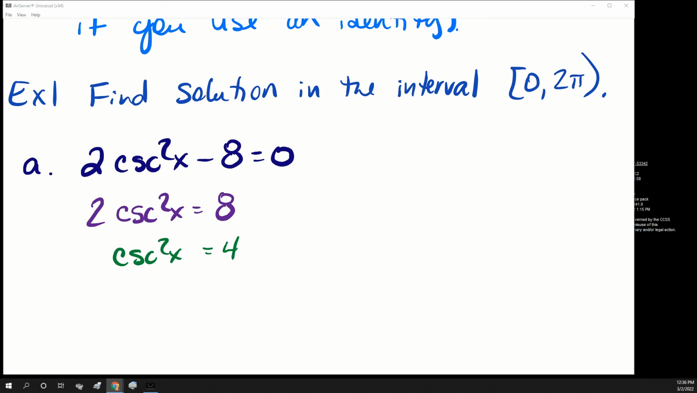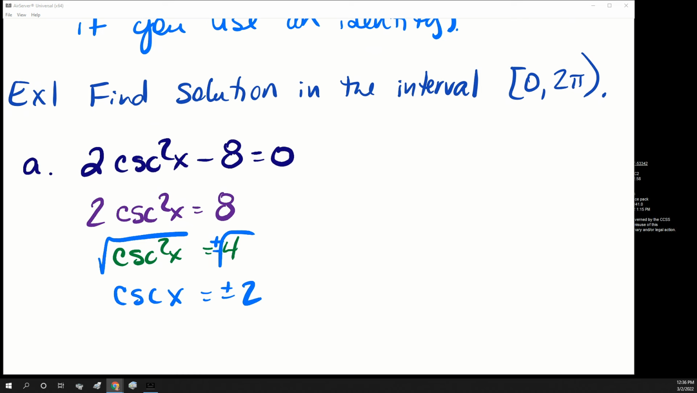Okay, well, this hasn't come up before, but what do you think you would do to get rid of the square? Square root. Now don't forget that every equation that you solve by taking the square root, you have to do the positive and negative square root. Even if it's a trig equation, you still have to do that. Okay, so that was kind of new.